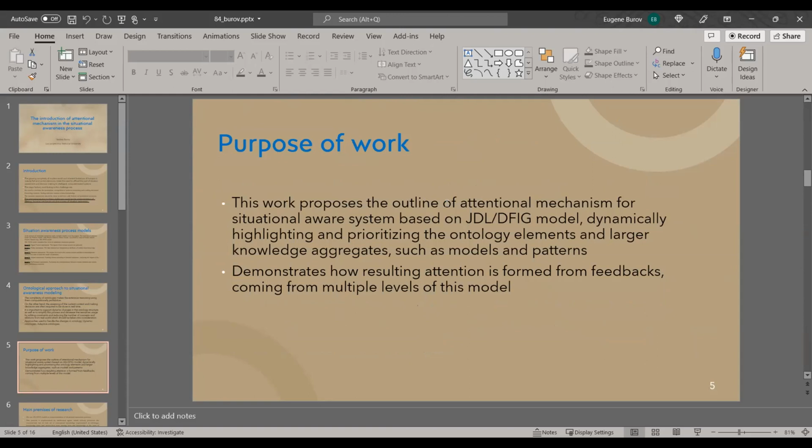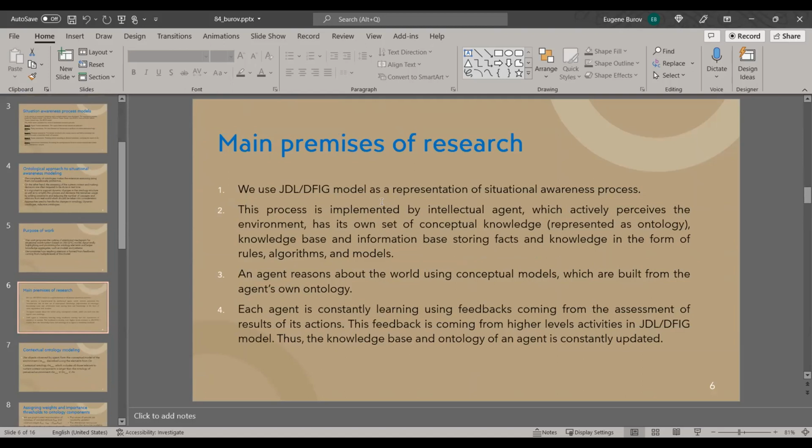So the main purpose of our work is to outline an attentional mechanism, how it will work using the JDL/DFIG models, and how we also aim to demonstrate how the resulting attention is formed from feedbacks coming from multiple levels of this model. The main premises of our research: we use the JDL/DFIG data fusion model as the basis for representation of the situation awareness process.